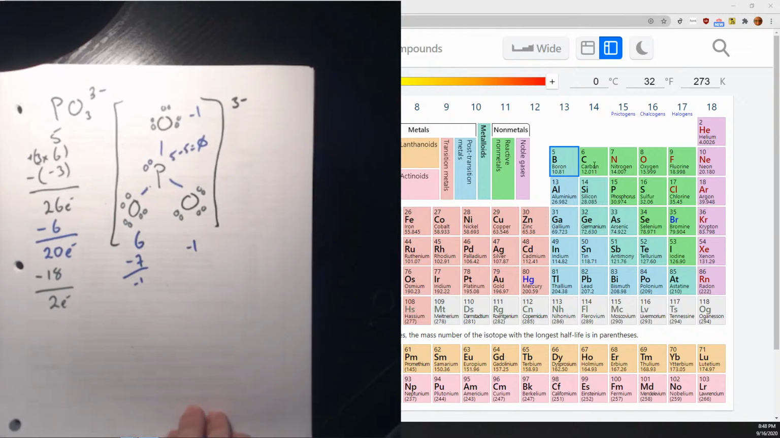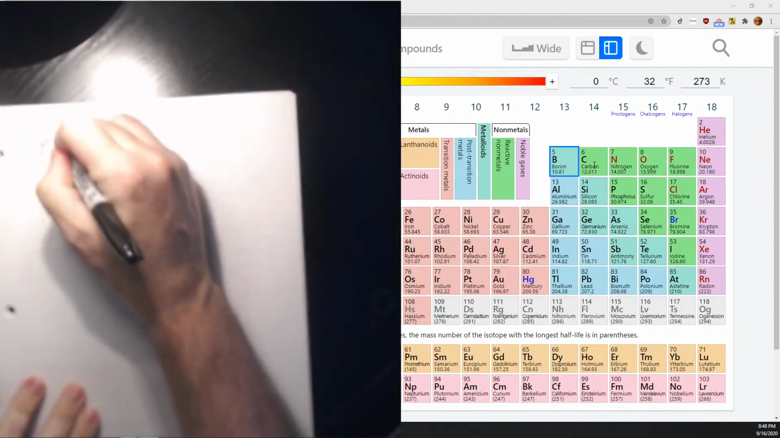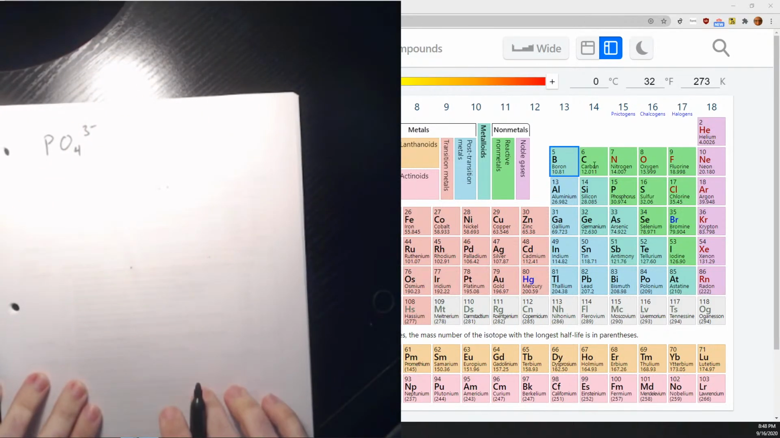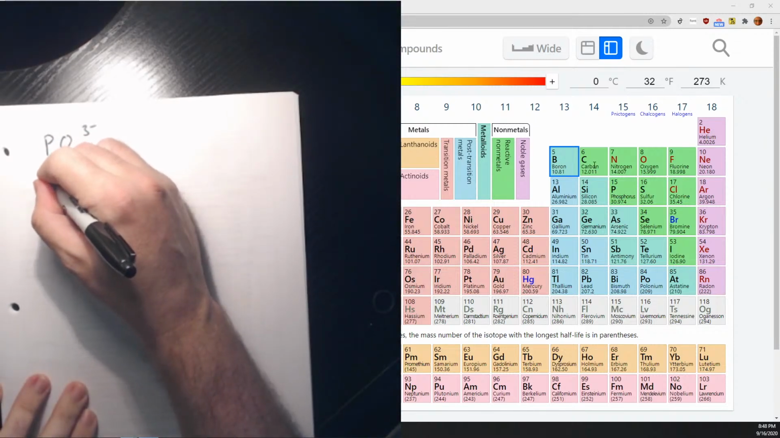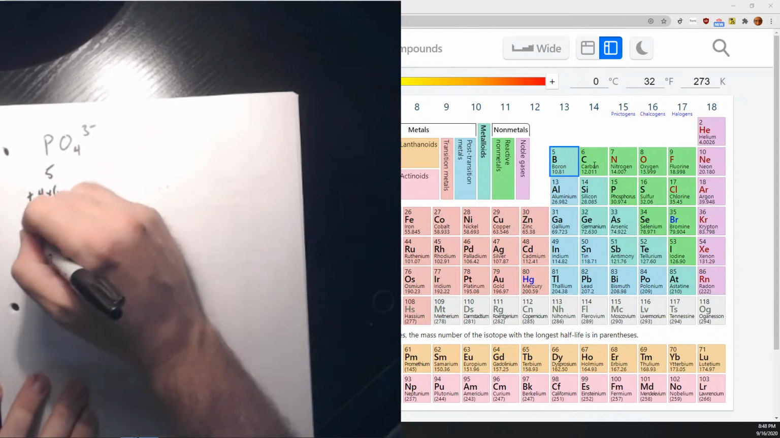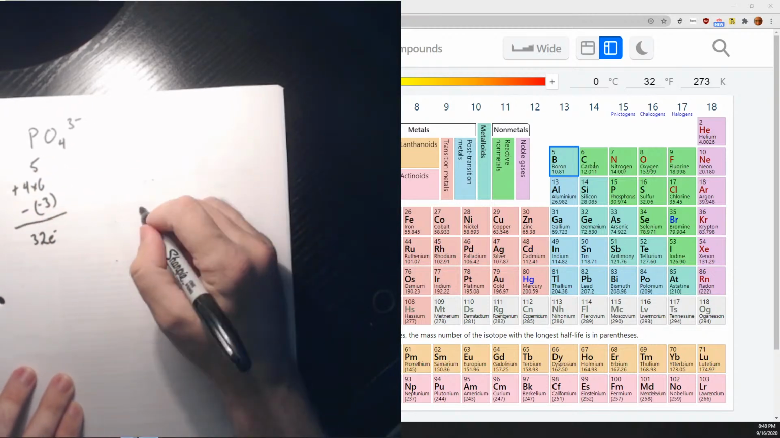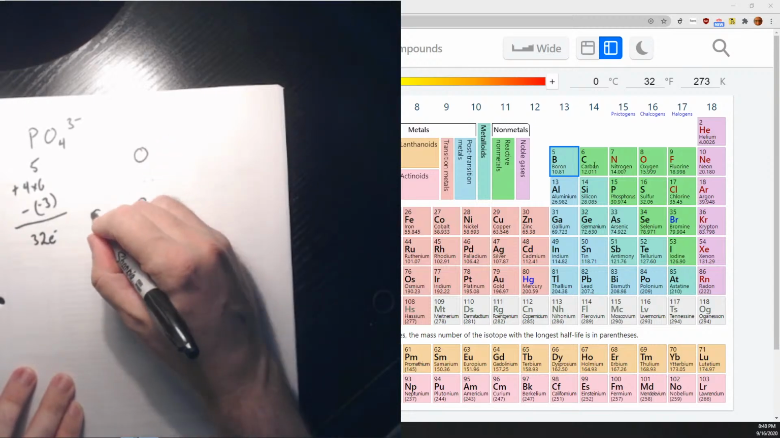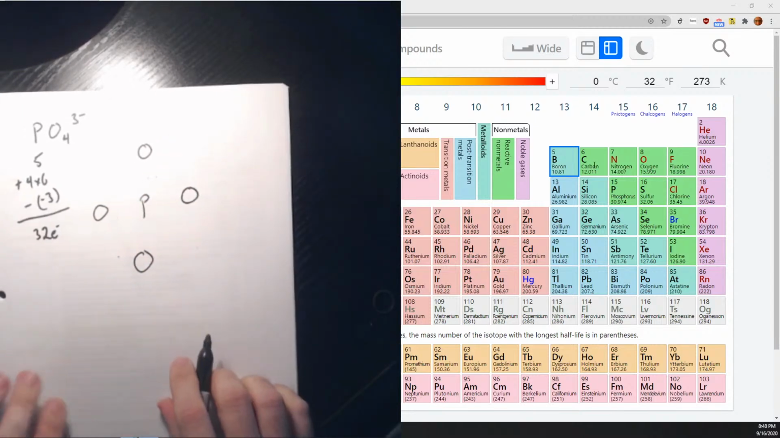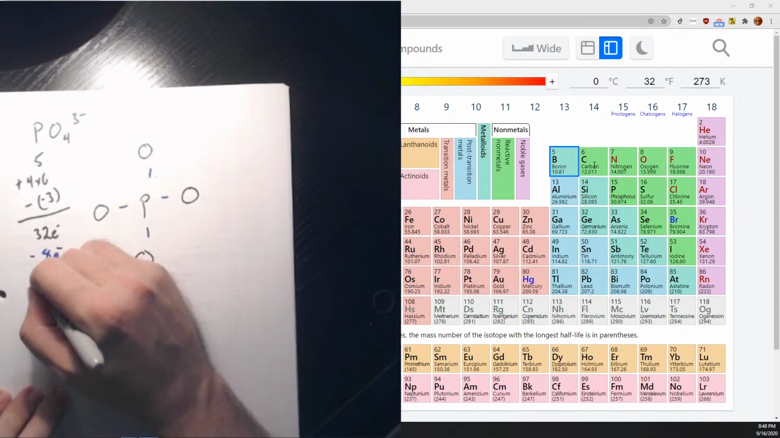So let's look at phosphate. Phosphate might need to be fixed. PO4 3-. Phosphate is a more popular molecule anyway. Should have started with him. So 5, 4 times 6, minus -3, 24, 29, 32 electrons. Phosphorus, oxygen, oxygen, oxygen, oxygen. Bond, bond, bond, bond.